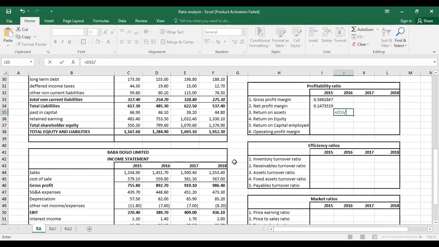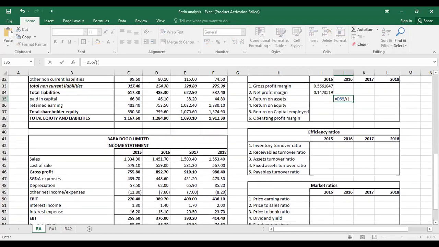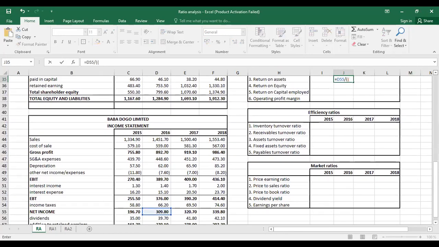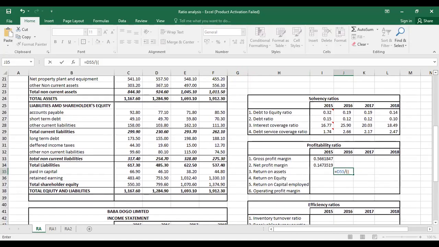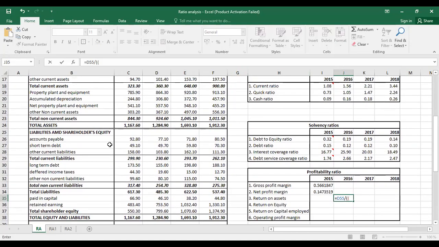So you'll open two brackets, because you want to find the average total assets. You come to total assets here, you take the assets of 2015 plus the current, you close the first bracket, divide by 2, you close the second bracket. Then enter. I'll give it at 2 decimal places, also these ones are 2 decimal places.